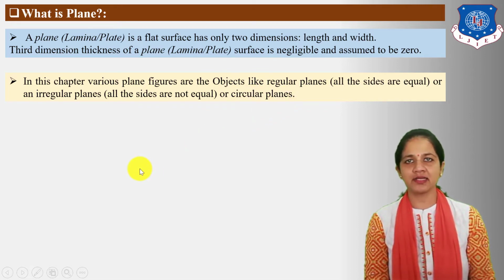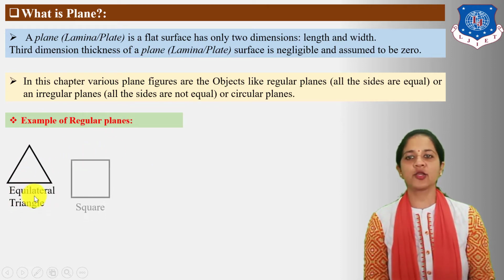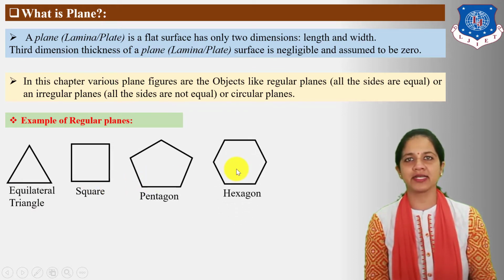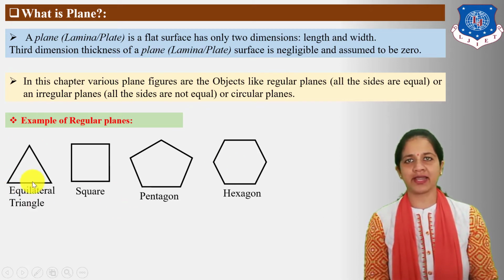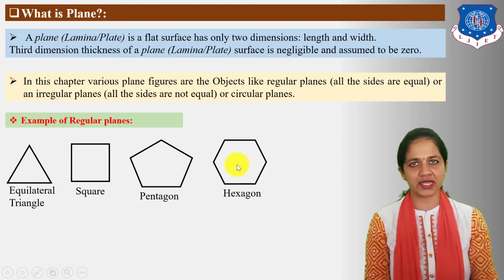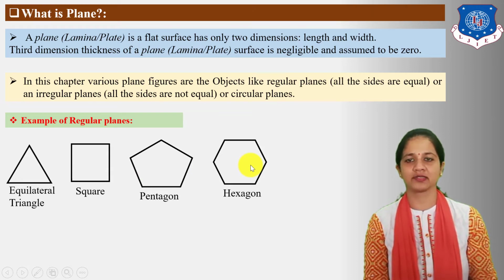Next, let us see examples of regular planes. Equilateral triangle, square, pentagon and hexagon are examples of regular planes. Here, the equilateral triangle has 3 equal sides, the square has 4 equal sides, the pentagon has 5 equal sides and the hexagon has 6 equal sides. Now, all these regular planes are also called polygons.